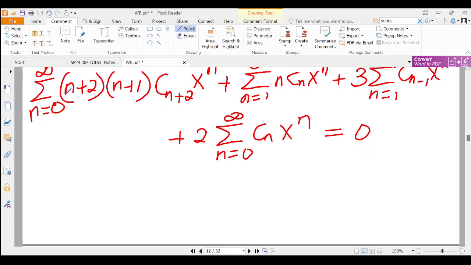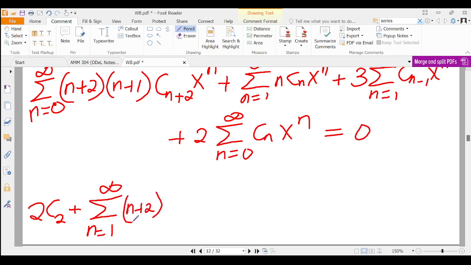So in the first term here, if we consider the case n is 0, this will be (0+2)(0+1), which is 2 times 1. So that will give us 2. And then here we have n is 0, so that will give us c_2. Then x raised to power 0 is 1. Then the summation now, we can write the summation from n is 1 to infinity, (n+2)(n+1) c_{n+2} x raised to power n.